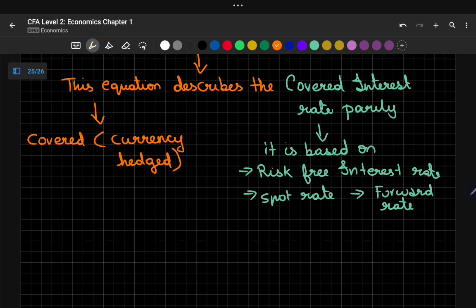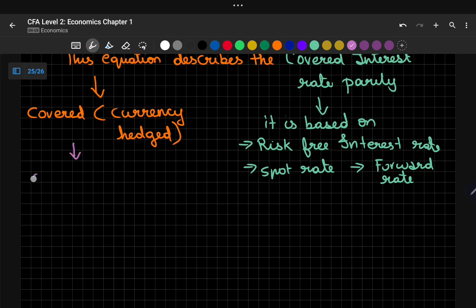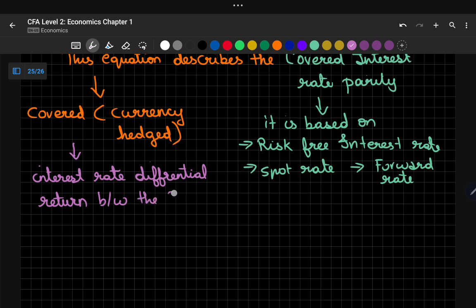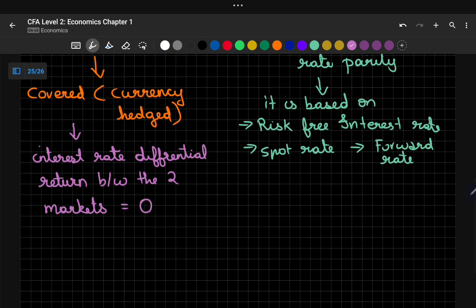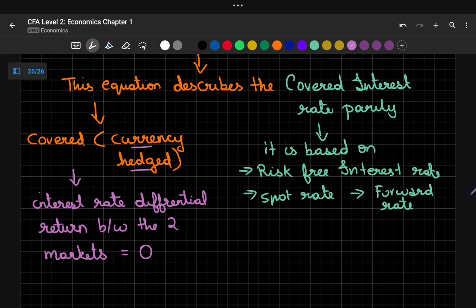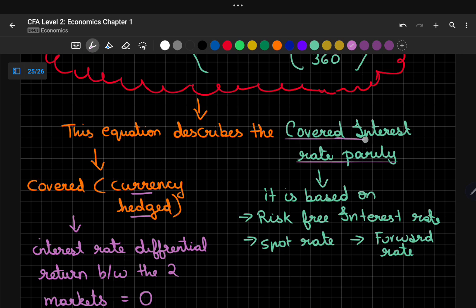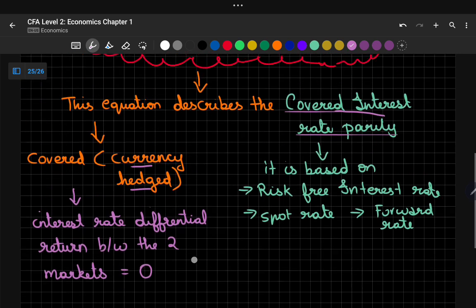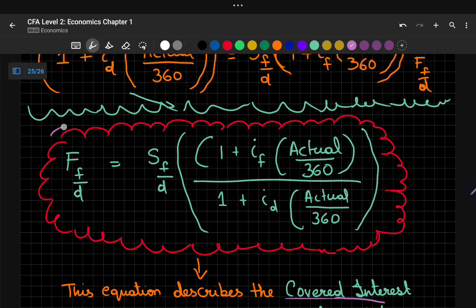It means that the interest rate differential return between the two markets, the domestic market and the foreign market, is equal to 0. It means that the domestic market return would be equal to the foreign market return. That's why it is currency hedged. Okay, and that's why this equation is called covered interest rate parity. So this is an important equation, everyone, so kindly learn it.